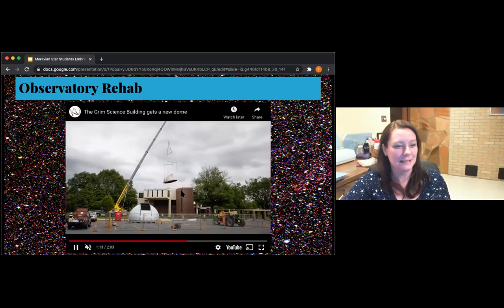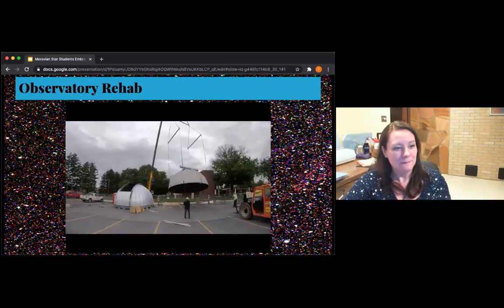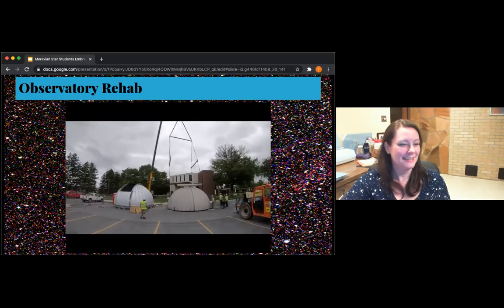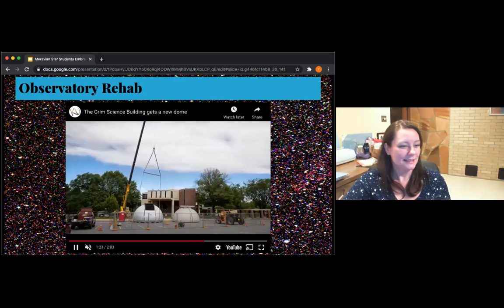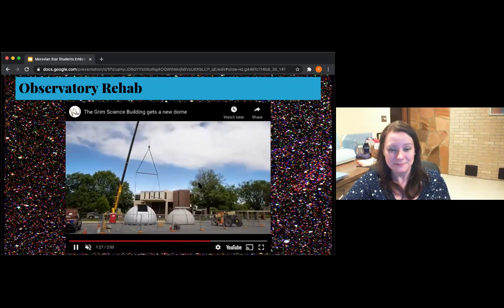So here you can see the old dome coming off, which is just kind of incredible. And the same day they had to pick up the new dome and put the new dome on there.